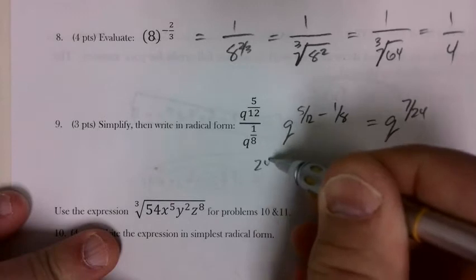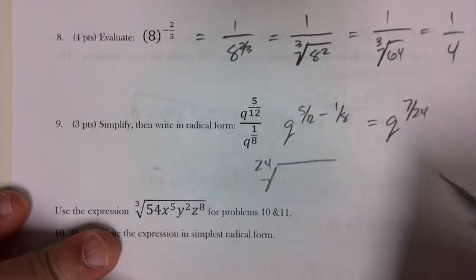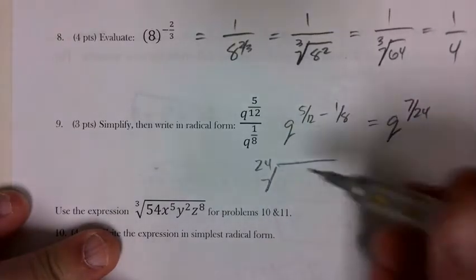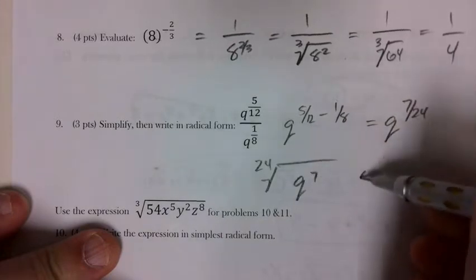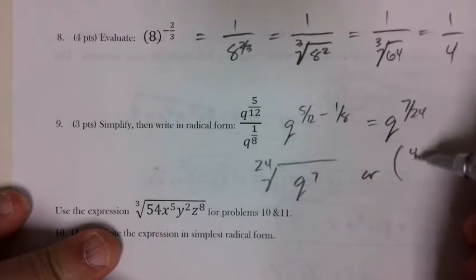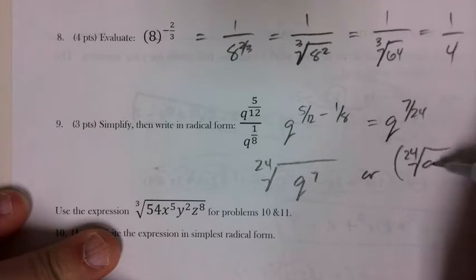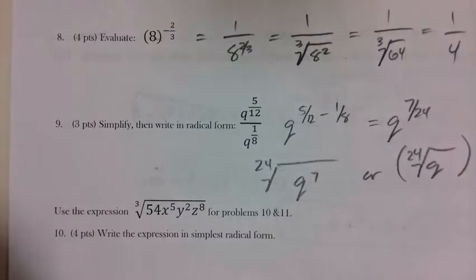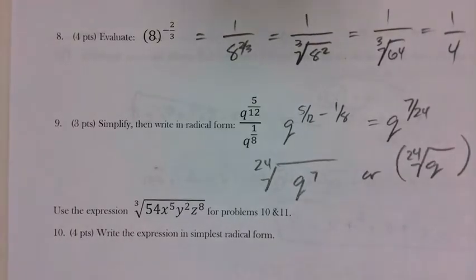So you've earned that. That's a 24th root, because that becomes the index. That's a power of Q to the 7th. Or I guess you could say it's the 24th root of Q, all to the power of 7. Either one of those is correct. Okay?